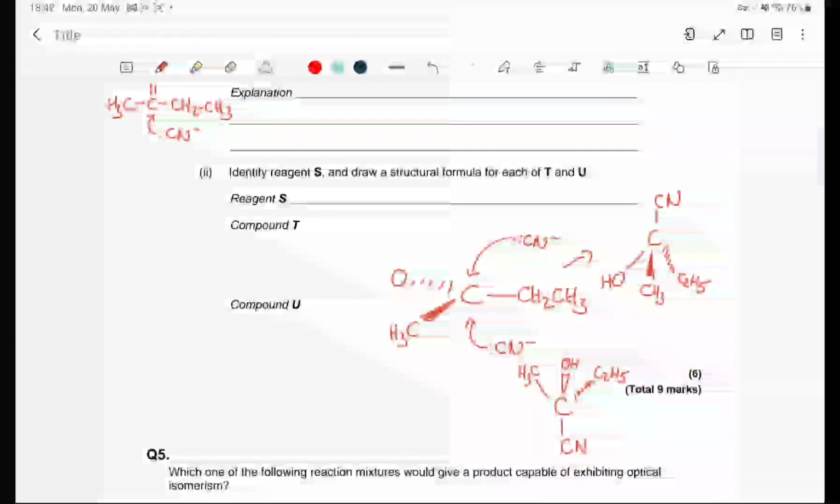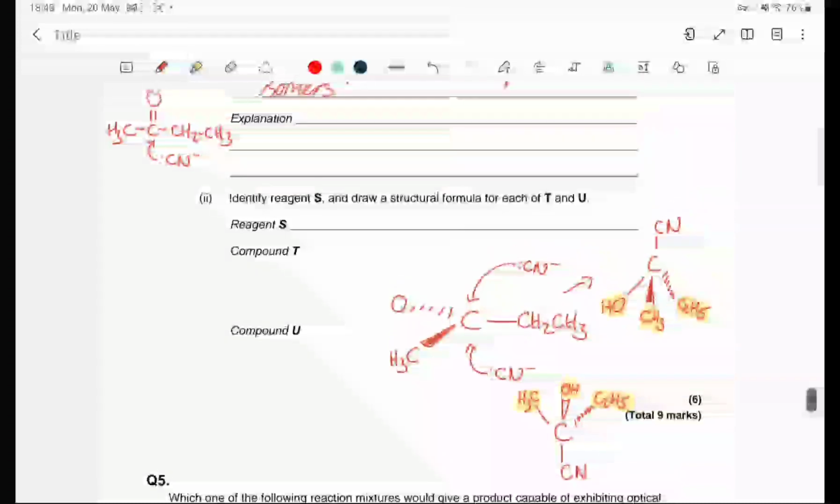Now, of course, I've drawn it from a very different perspective to try and show you where the CN is coming in. But if you look at which bonds are next to each other, then you'll see that they're not the same as each other. So if we look at the top one, we've got the OH and the CH3 next to each other, and the CH3 being next to the C2H5, whereas if you look on the one below, the C2H5 is next to the OH, not the CH3. So it's a different enantiomer.